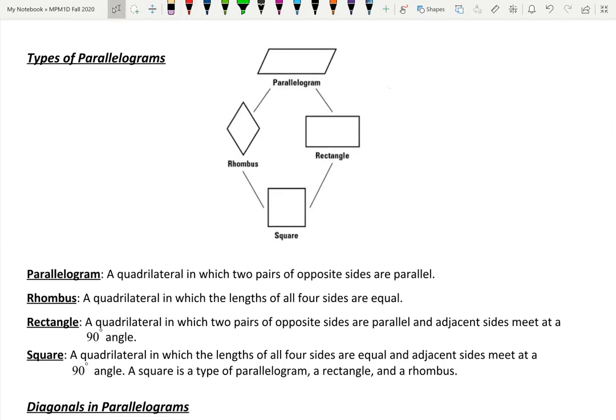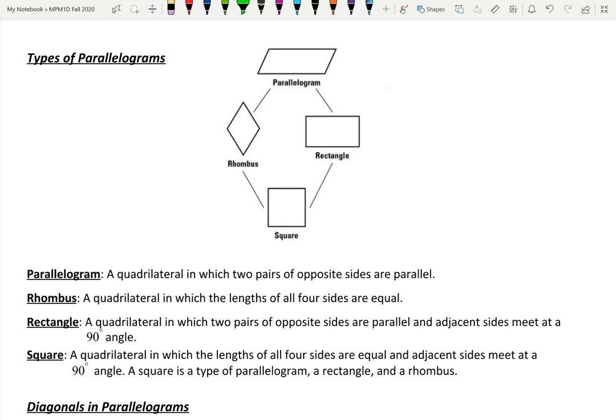So there's different types of parallelograms. There's obviously a parallelogram. That is a parallelogram. Okay, so it's a quadrilateral in which 2 pairs of opposite sides are parallel. Okay, so this side and this side are parallel, and then these two are parallel. A rhombus is a quadrilateral in which the lengths of all 4 sides are equal. Okay, so all these lengths are equal.